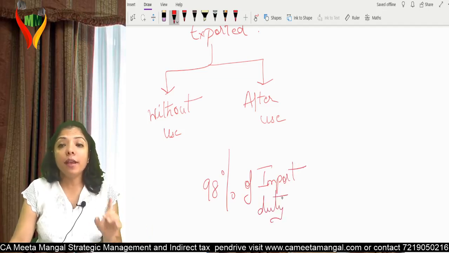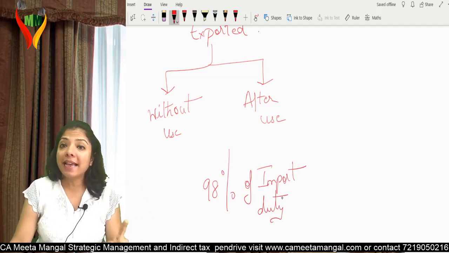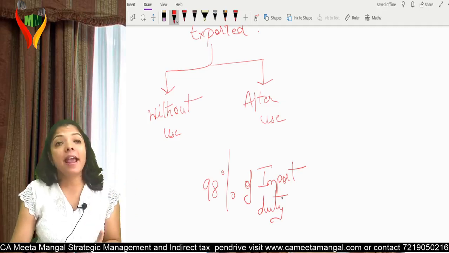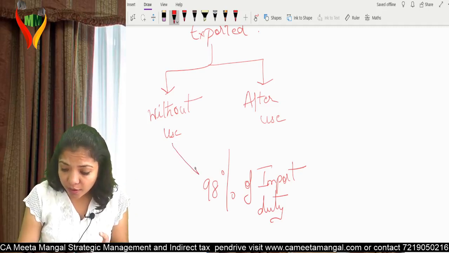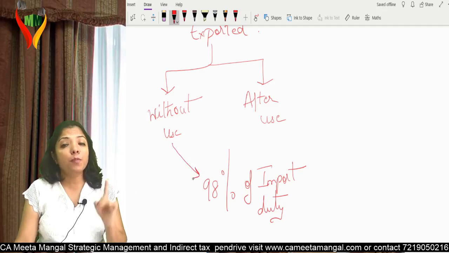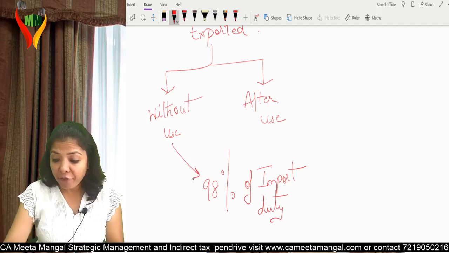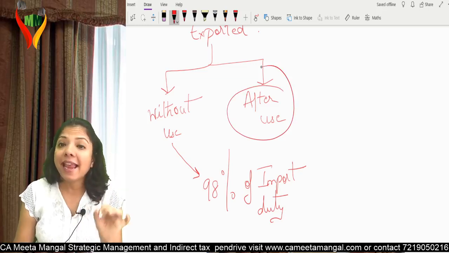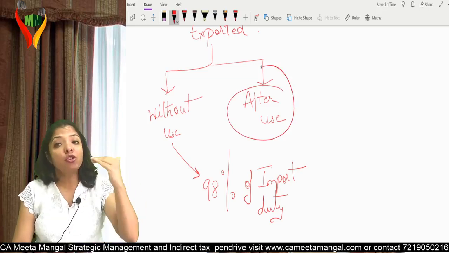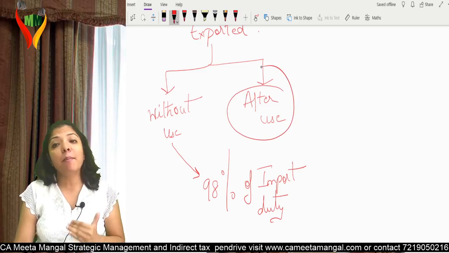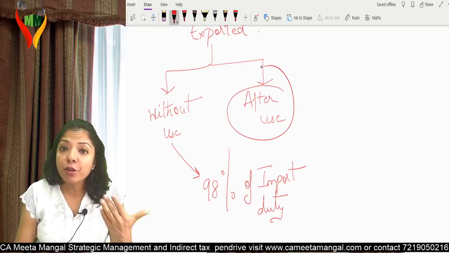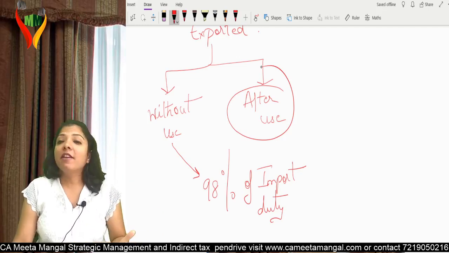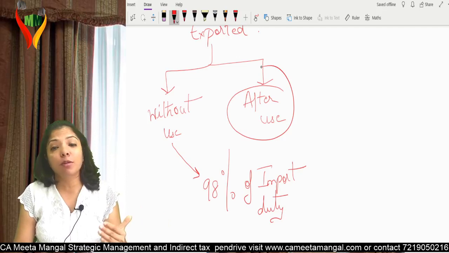98% of import duty I will get as duty drawback, provided I fulfill the conditions, if I export it without use. But if I export it after use, I will not get 98% as duty drawback. My drawback percentage will come down depending upon the period of how much I have used. If I use for more period, my drawback percentage will come down. If I have used for less period, my drawback percentage will be high.